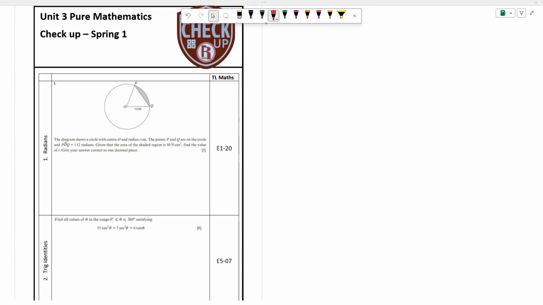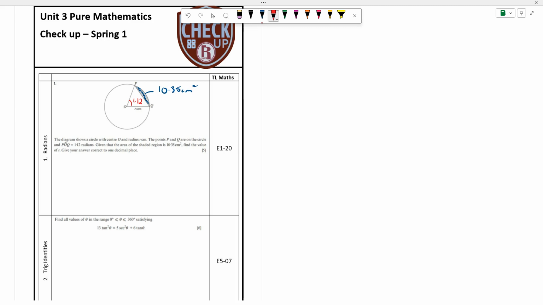First one we've got is radians. The diagram shows a circle with a center of O and a radius R. The points P and Q are on the circle such that angle POQ, which I'm going to mark on, is 1.12 radians. Given that the area of the shaded region, this blue area here, is equal to 10.35 centimeters squared, find the value of R. So I need to find the radius.